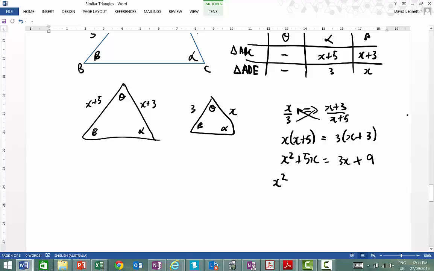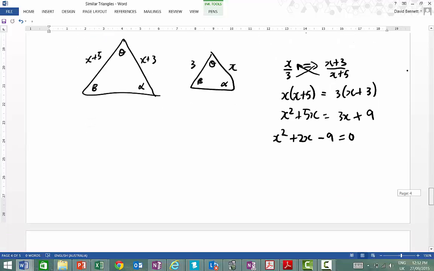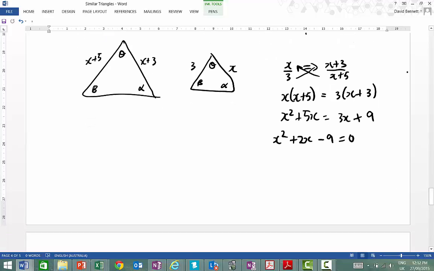So that's going to be x squared, 5x take 3x is going to give me plus 2x, and that's going to be take 9 equals 0. Now that's not going to easily factorise. So what I'm going to need to do there is either use the quadratic formula, or I could put it into my calculator and press the button.